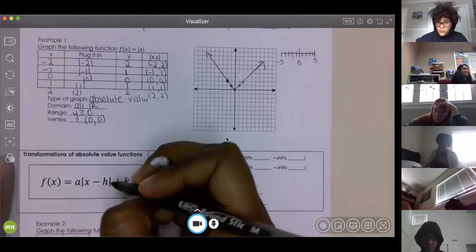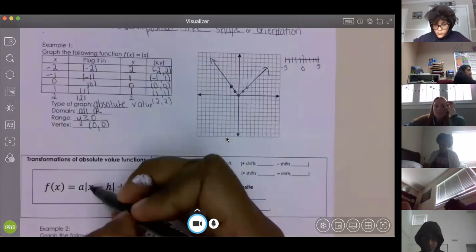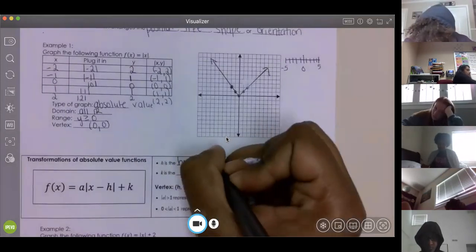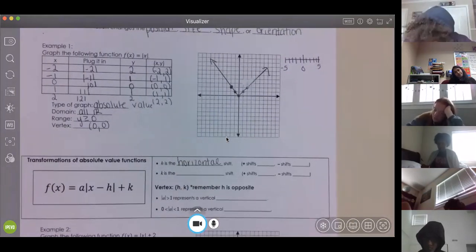So the h is always inside of the absolute value. It's always gonna be next to the x inside of the absolute value, and it represents the horizontal shift. I always remember it because h and horizontal, they both start with h.